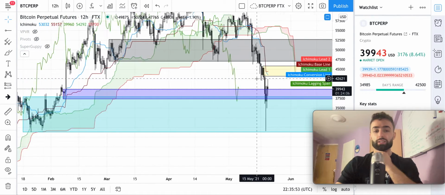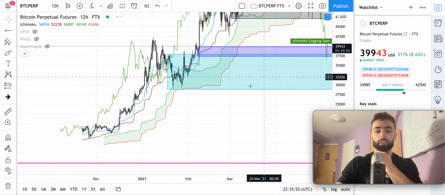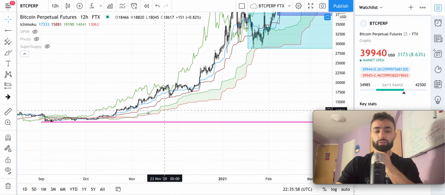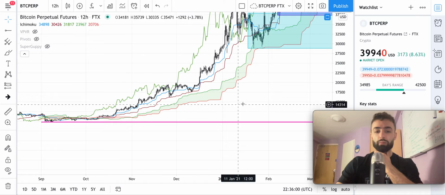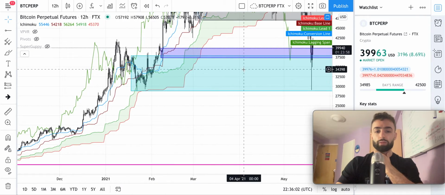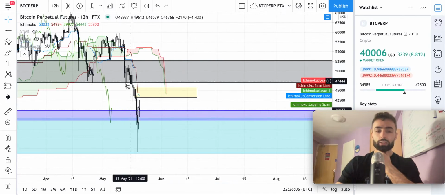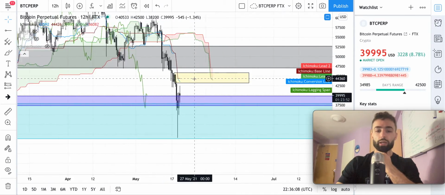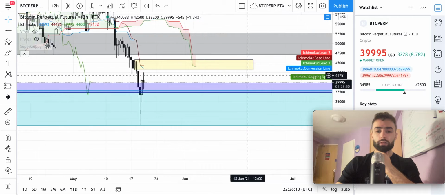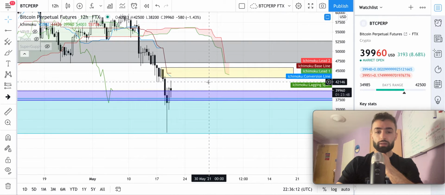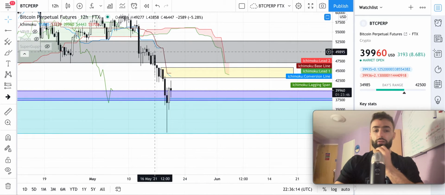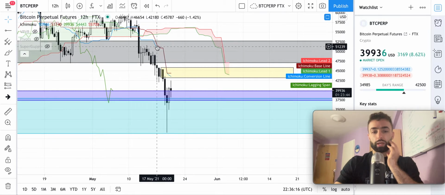This is pretty significant as well, because if we look at the 12-hour, this was valid since back here in November, and that has been the case up until now, where we just shifted this back. So now this is something to keep in mind, with this being a valid level to keep an eye on.